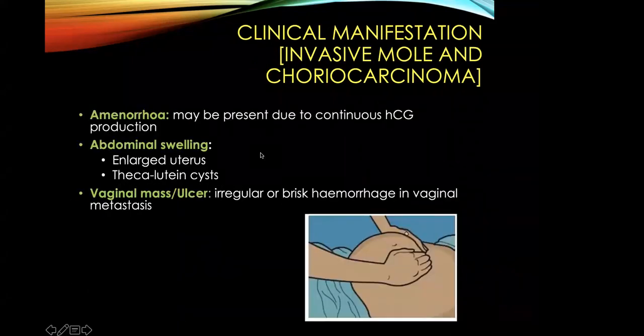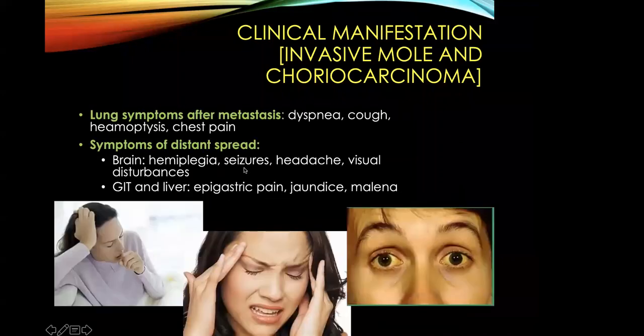Amenorrhea, and the uterine size is larger. There are theca lutein cells. And if it has metastasized into the vagina, you might find an irregular or brisk hemorrhagic area when you put in a speculum, an ulcer, or a vaginal mass. So that is the worst scenario, choriocarcinoma. I have seen one or two cases in my 30 years of practice.